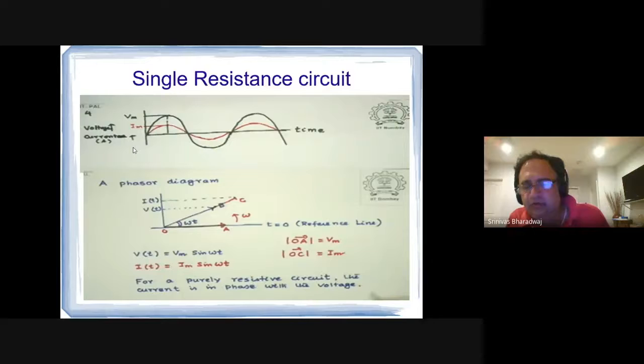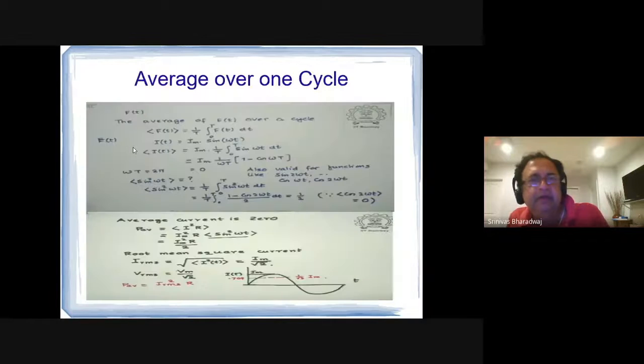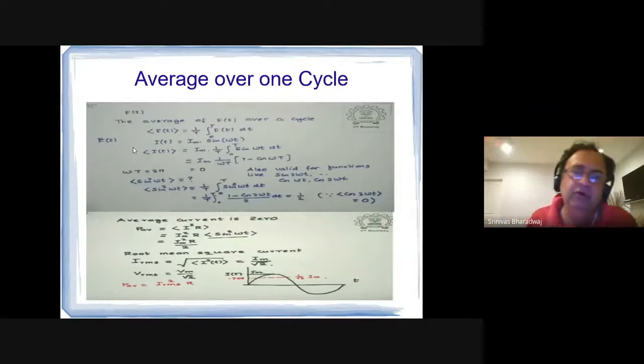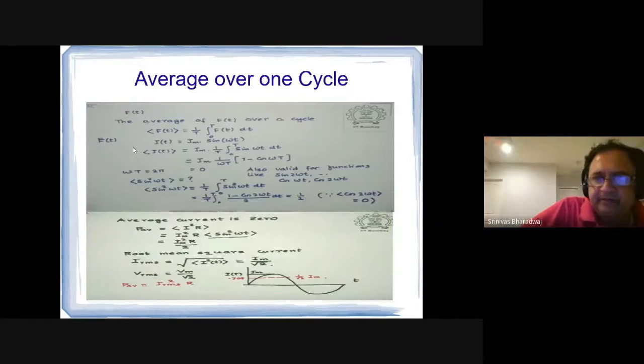Now, VI, so how do you evaluate that? You integrate, right? How do you evaluate average and root mean square power? You integrate. Like, what is root mean square current? It is the square root of I squared, right? And what is the average power? It is just I squared R over the whole one cycle.